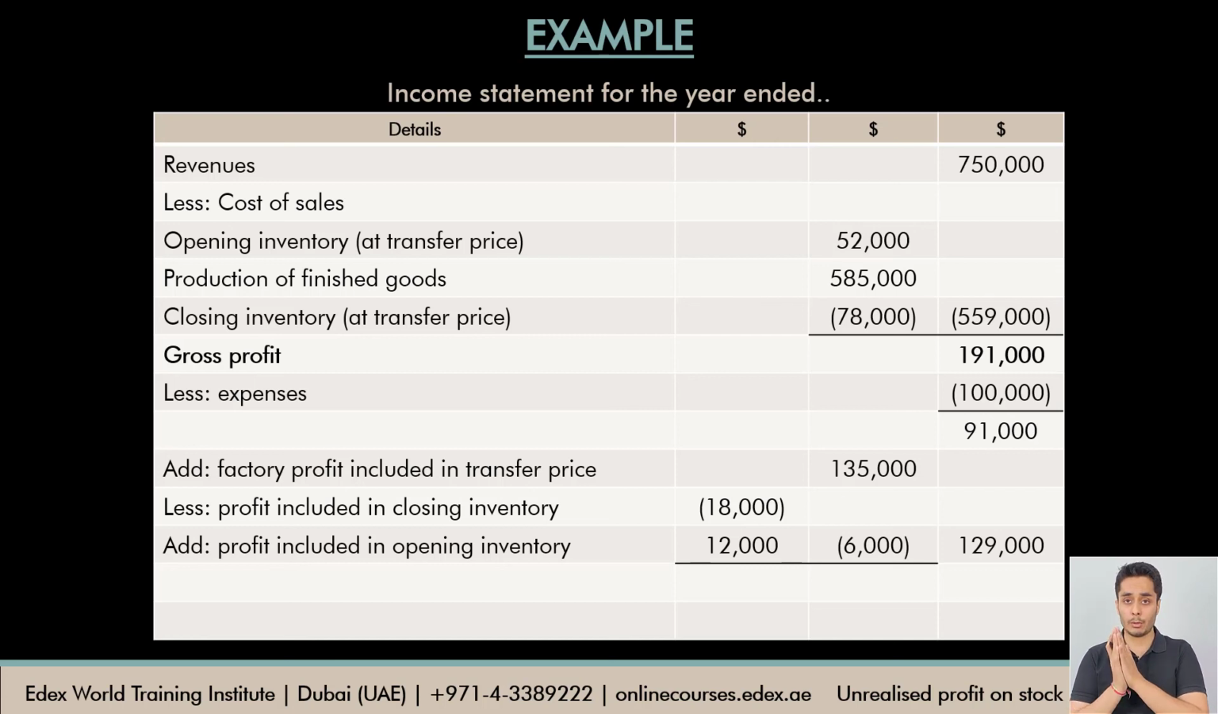Again, I will emphasize on this fact that the profit element included in the closing inventory is greater than the profit element included in the opening inventory. Hence, we have a negative adjustment. So difference in the profit will have to be adjusted as an expense in the income statement. The net effect of the factory profit and inventory adjustment is taken in the last column as 129,000. When we add this to the draft profit that we calculated, we get the net profit for the year as 220,000.